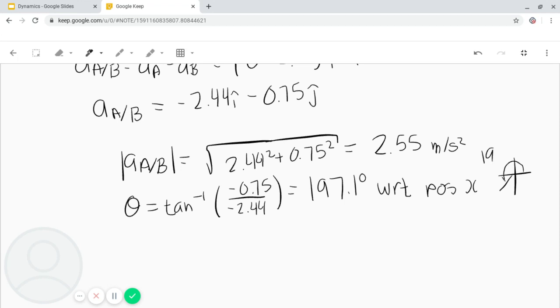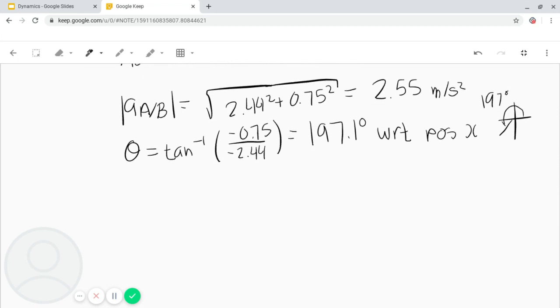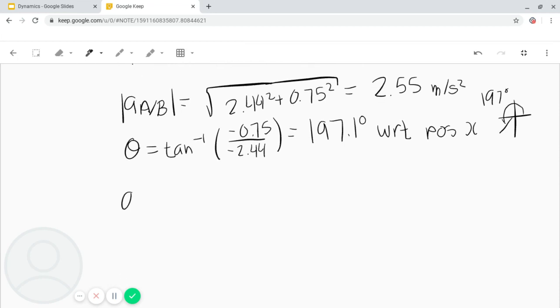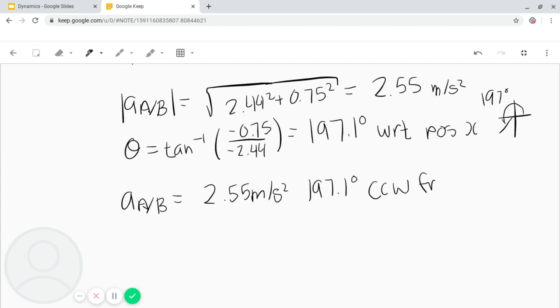So then we can state that acceleration of A relative to B is equal to 2.55 meters per second squared, 197.1 degrees counterclockwise from the positive x-axis. Okay, so that's how we do that question.